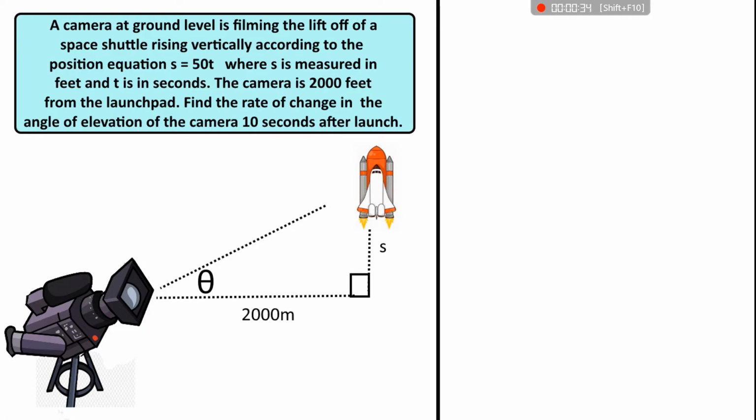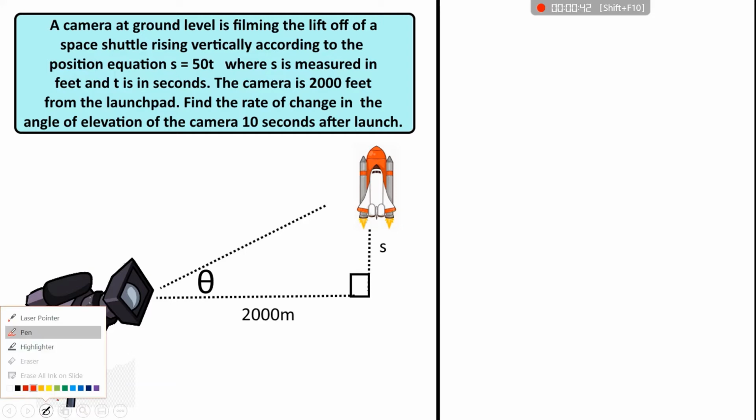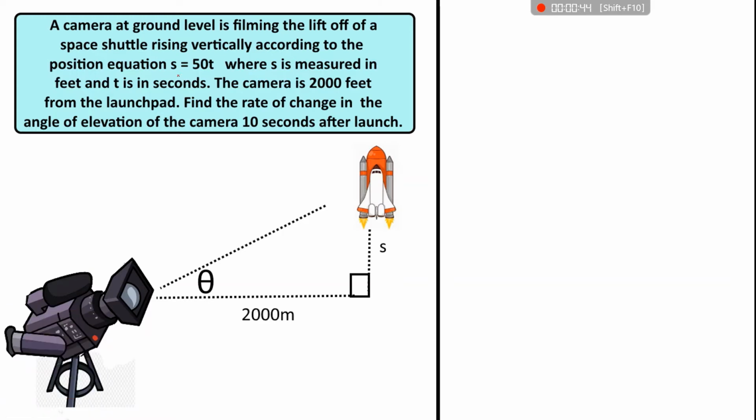I've got this camera at ground level that's filming the liftoff of a space shuttle that's rising vertically according to this position function: s equals 50t, where s is feet and t is seconds. The camera is 2,000 feet from the launch pad. I want to find the rate of change of the angle of elevation of the camera 10 seconds after launch. What do I have to do first?